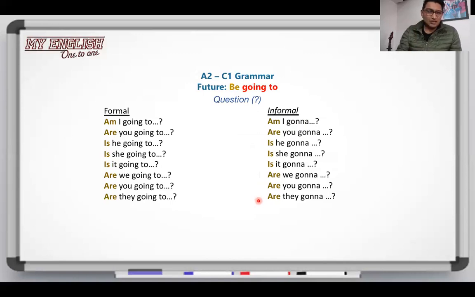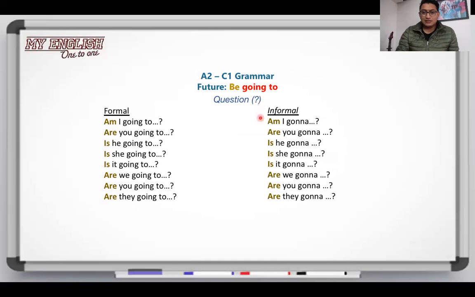Let's say, maybe study. Okay, the verb study. Am I going to study? Are you going to study? Is he going to study? Is she going to study? Is it going to study? Are we going to study? Are you going to study? Are they going to study?